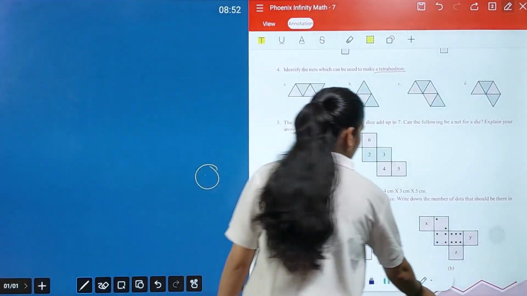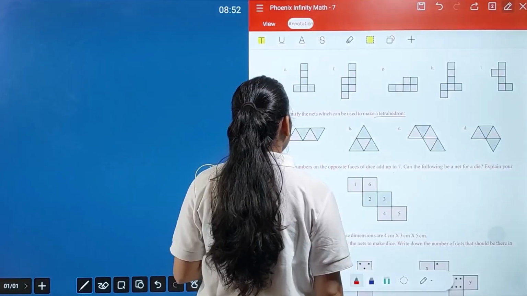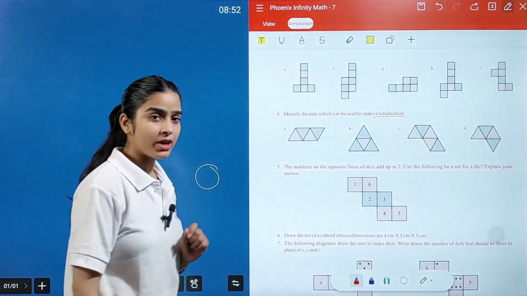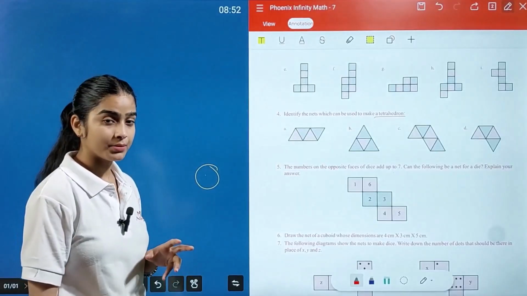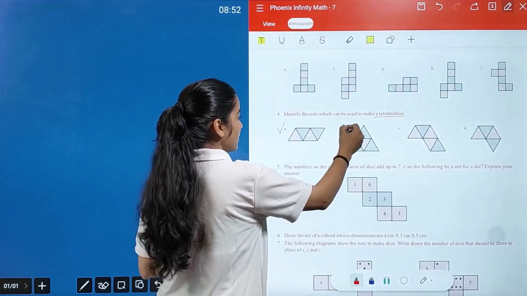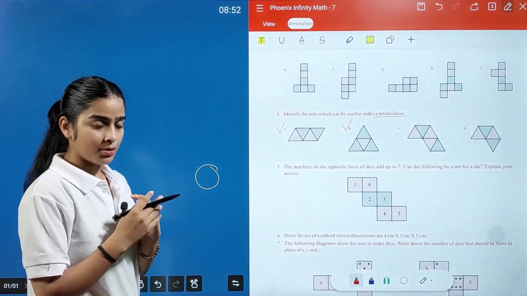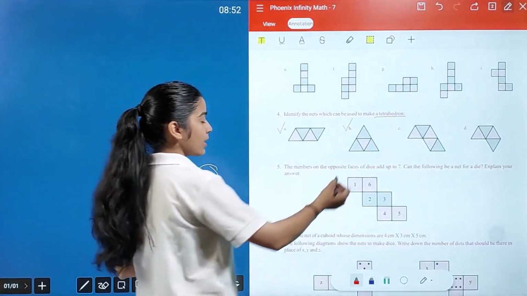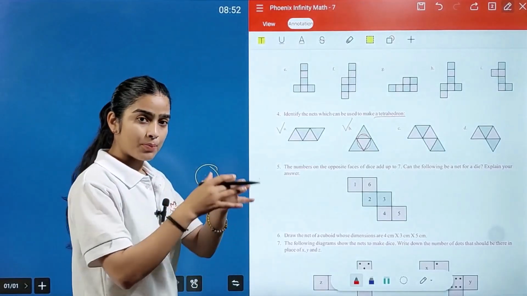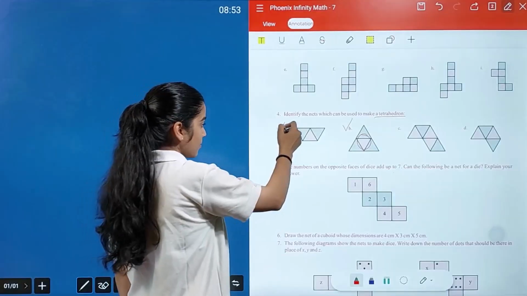So now what we have to do here, this is your question number 4. Identify the nets which can be used to make a tetrahedron. A tetrahedron means your triangular pyramid, right? In figure A, it's possible, and figure B as well. This is possible because when you make it by folding it, what you observe is that one triangle is your base and the other three are opposite. So accordingly, you have to describe your answer in part A also.